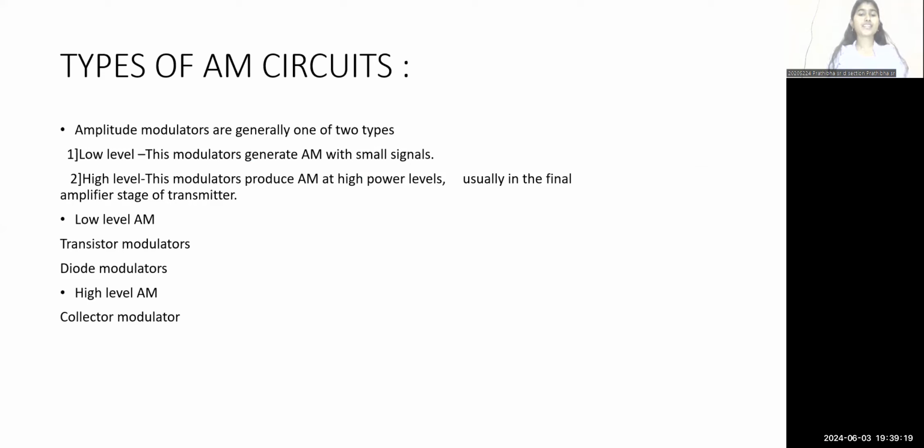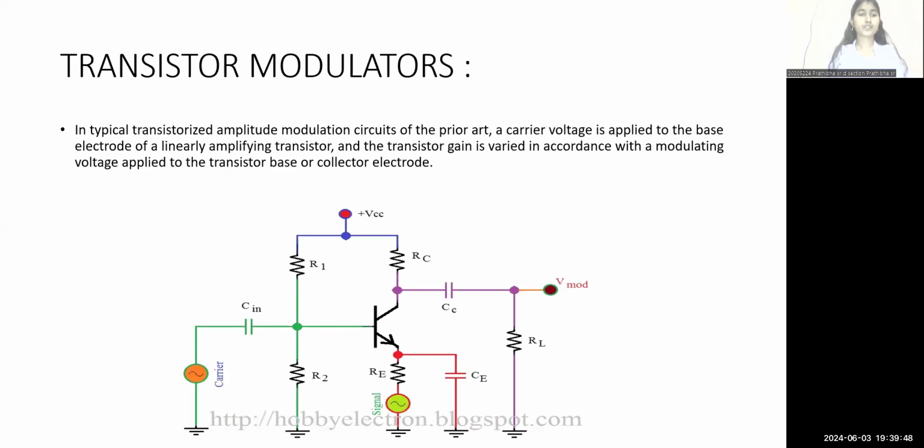Amplitude modulators are generally one of two types. Low level: these modulators generate the amplitude modulation with smaller signals. The second one is high level: these modulators produce AM at high power levels, usually in the final amplifier stage of the transmitter. Low level amplitude modulators are transistor modulators and diode modulators, and in high level amplitude modulators, the collector modulator.